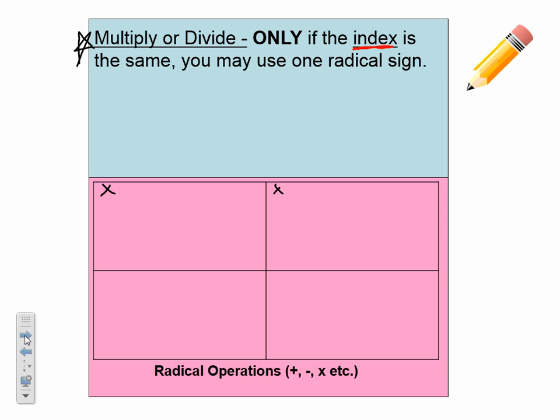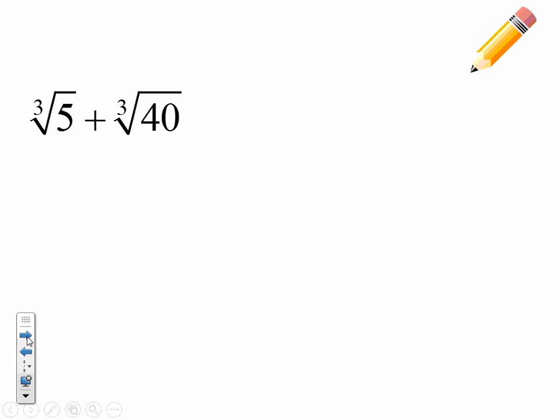So if you're not sure what the index is, if I draw a radical sign, this number that's right here, so if I put a 3, that's the index. The indexes have to be the same. Okay? All right, we're going to move on to our last 2 examples.